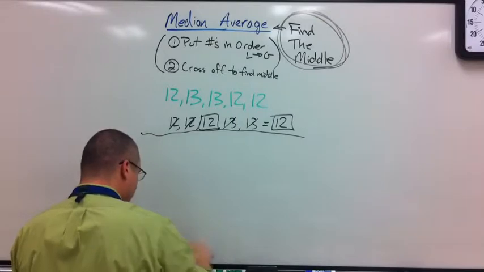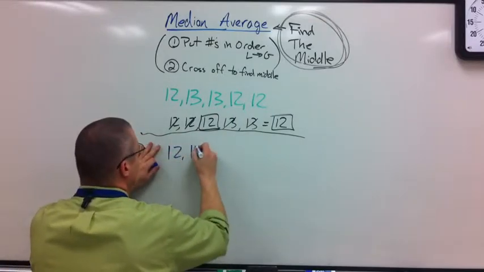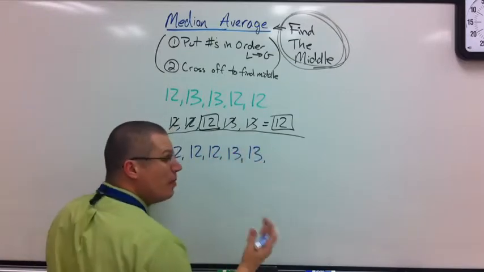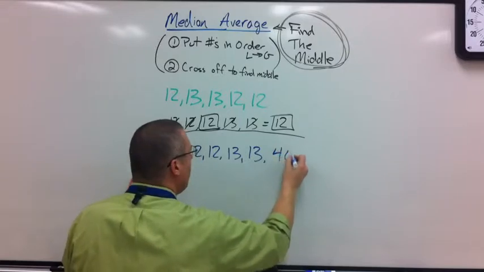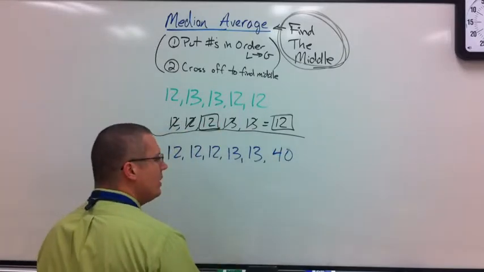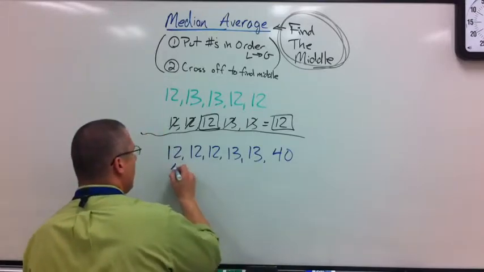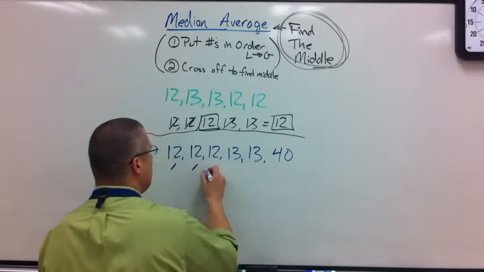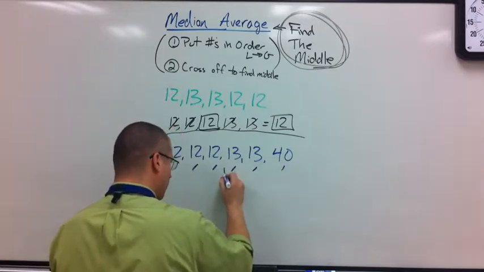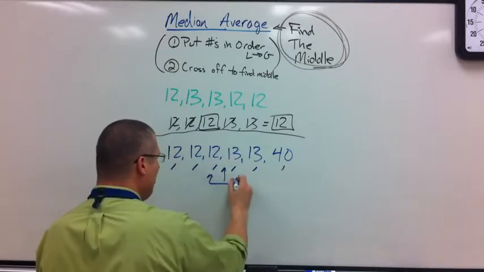Let's use the same example. I'll put them in order this time. 12, 12, 12, 13, 13, and then remember I put myself in, 40. Here's where the median really does its job. Okay, I have 6 numbers, so I'm going to cross off to find the middle. 1, 2, 3, 1, 2, 3. Oh, wait a minute, I don't have a middle. The middle's between 2 numbers. What do I do when there's 2 middle numbers?